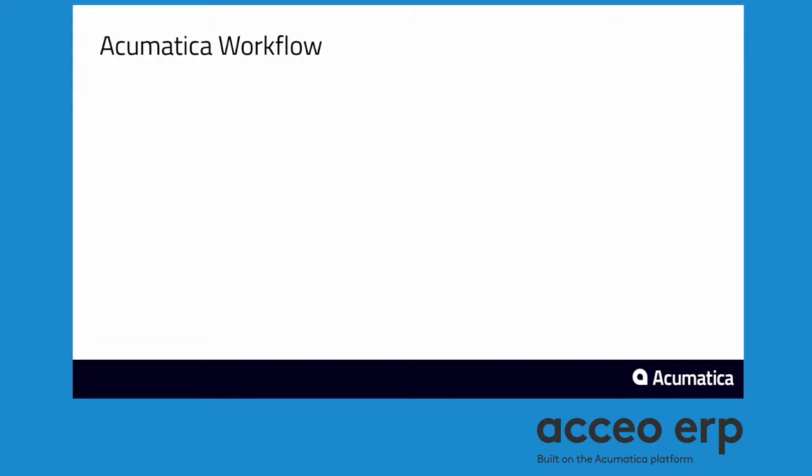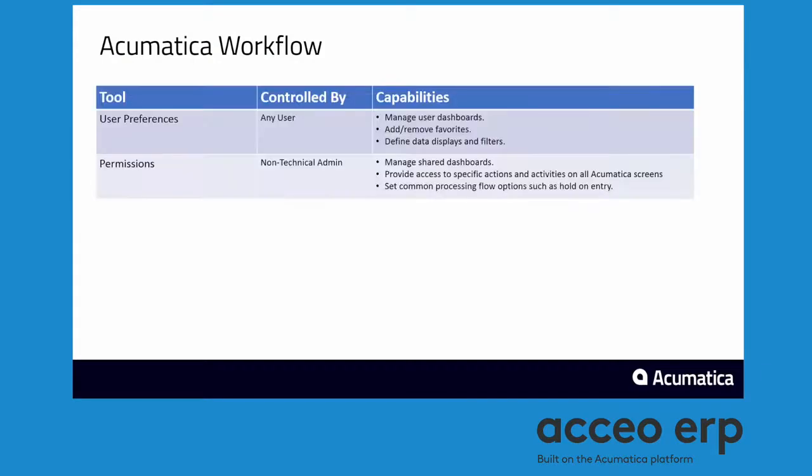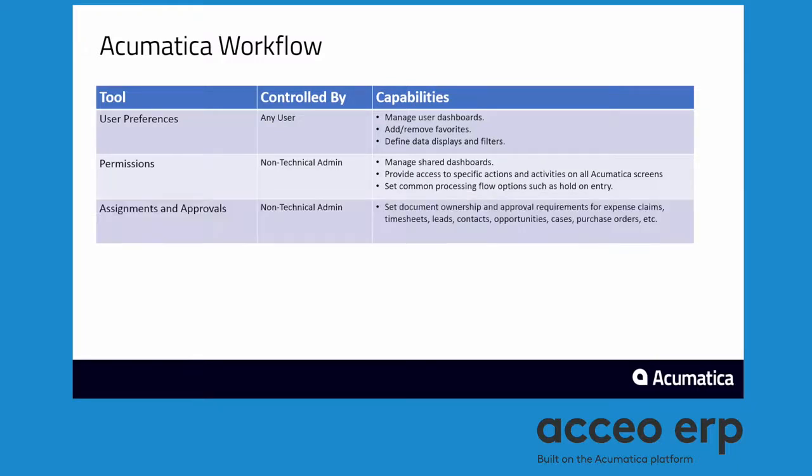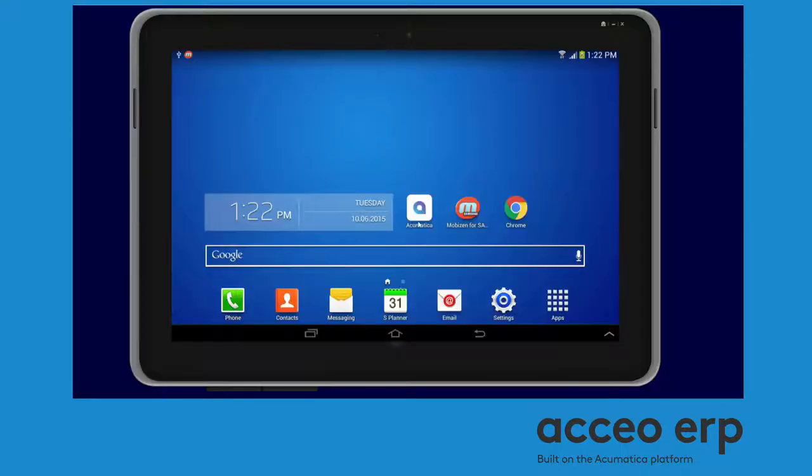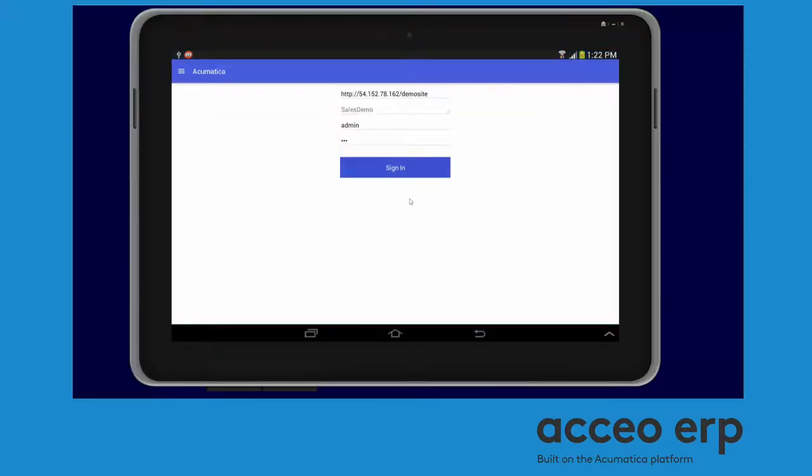Acumatica makes it easy to construct workflows that match your business processes. There are preferences and permissions for modifying standard processes, assignment and approval rules for assigning responsibility and managing escalations, notification mechanisms to prevent work from falling through the cracks, and automation steps for building custom workflows. To illustrate, I will enter and process an expense claim.